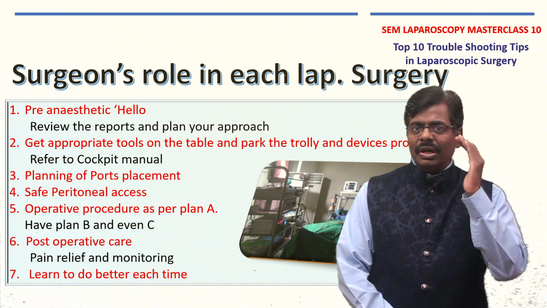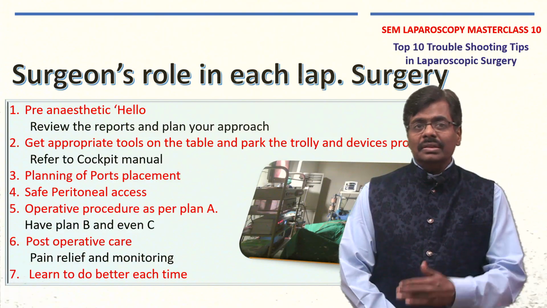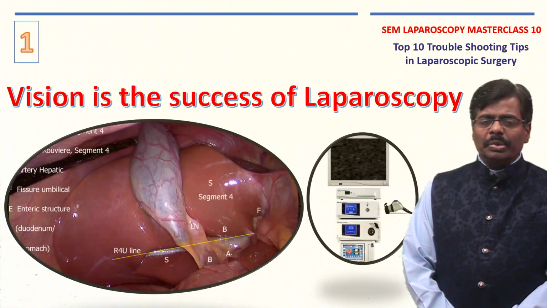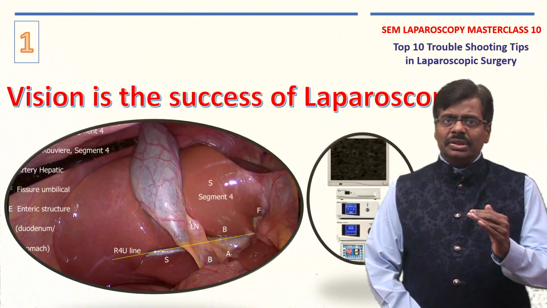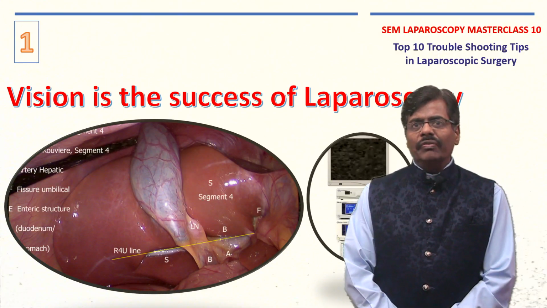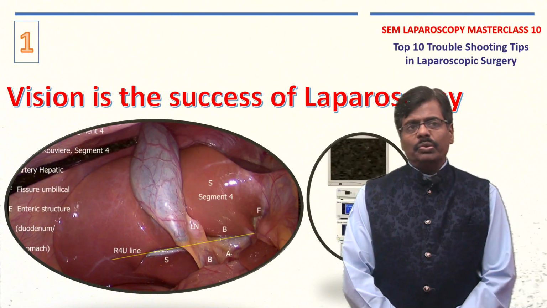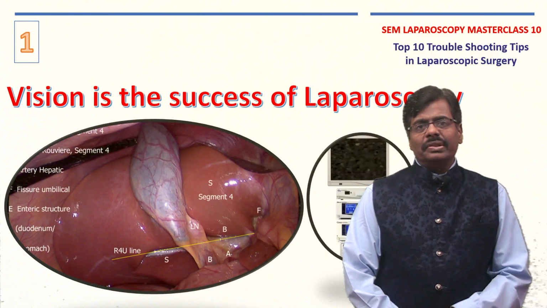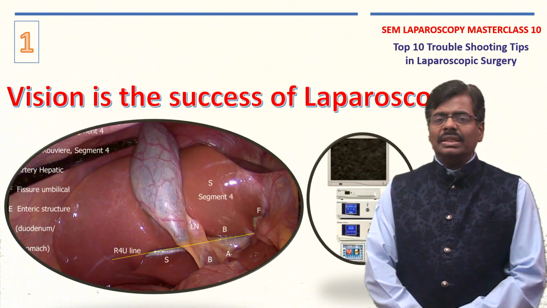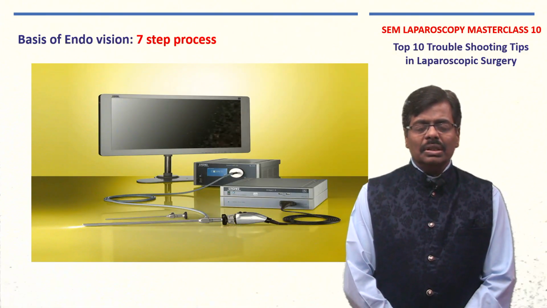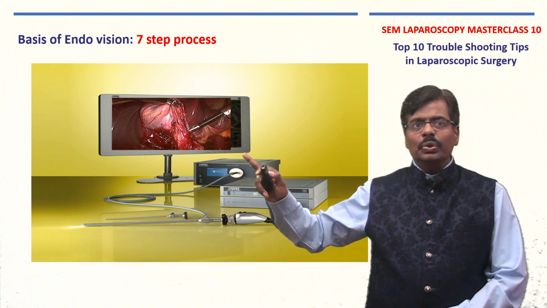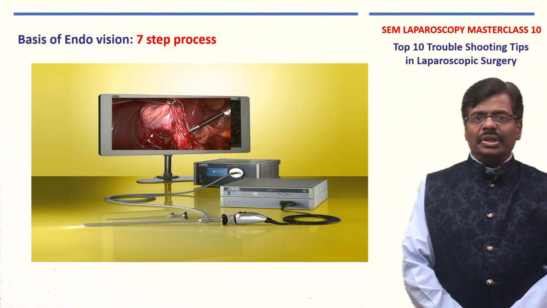So, this is, in my opinion, what the surgeon has to do in every surgery, not necessarily a laparoscopic surgery. And let me take you through 10 important tips that will be useful whenever you have any trouble during a procedure. One, we need to understand, I am sure I told you already, the importance of vision for the success of laparoscopy, because there are at least 7 things that give you a good vision.